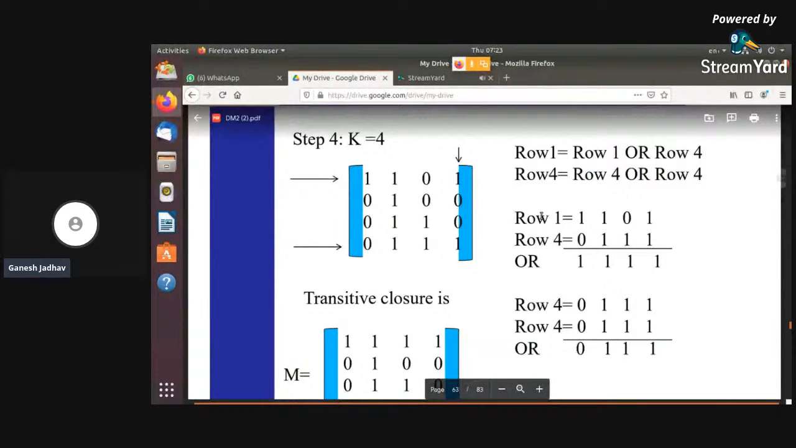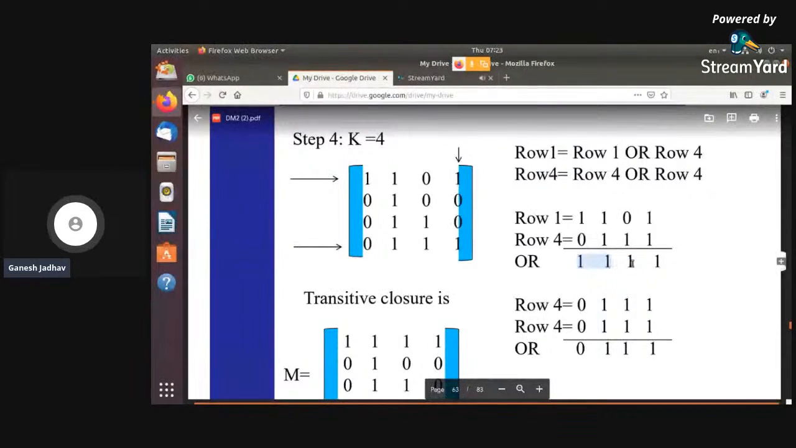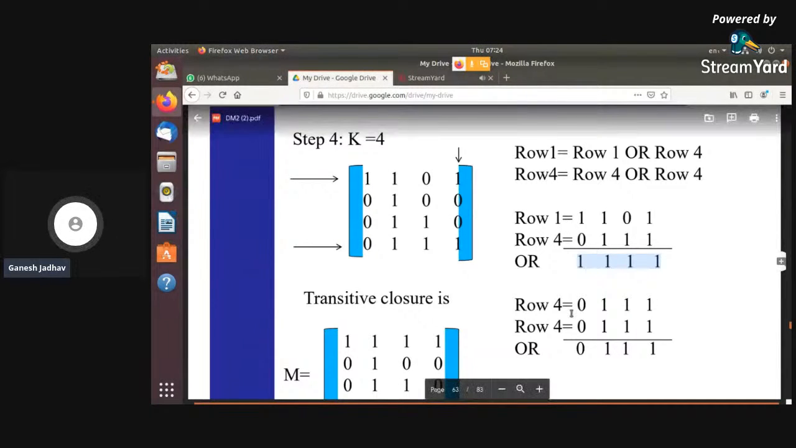So this is the first operation, row 1 or row 4. So 1101 and 0111. So you can get the modified first row as 1111. Then row 4, row 4 is equal to 0111.